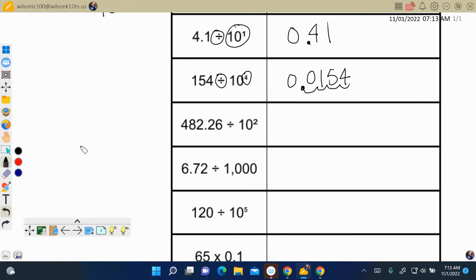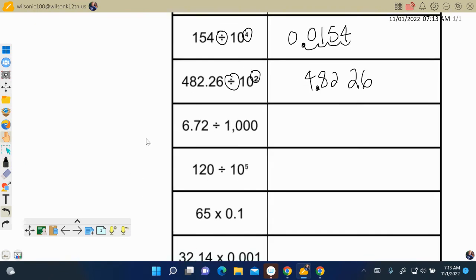Let's go ahead and jump into the next one. For this next one, you've got 482 and 26 hundredths divided by 10 to the second power. Go ahead and work it out. You should have written 482 and 26 hundredths divided by 10 to the second power. So we're going to put our pencil on that decimal point. We're going to move it 2 times to the left. 1, 2. Looks good, looks good. Your answer should be 4.8226. Looks perfect. We didn't even have to add any zeros to that one.